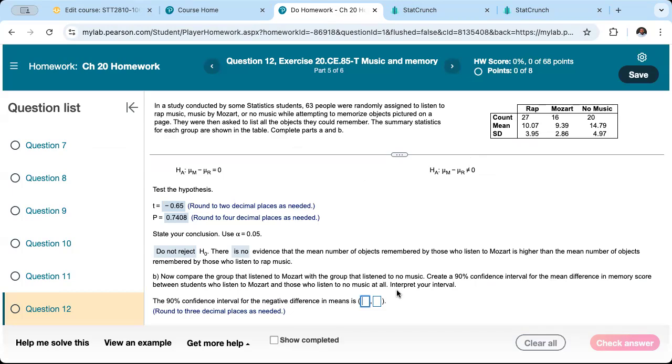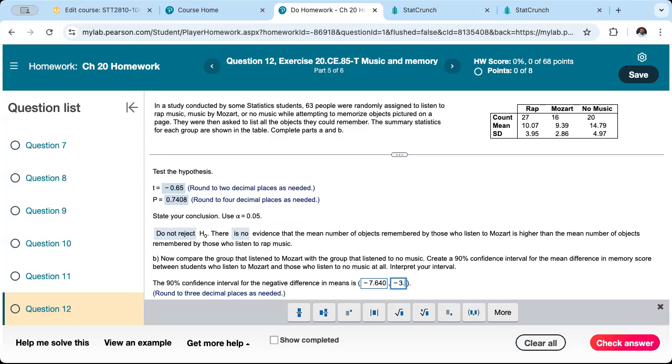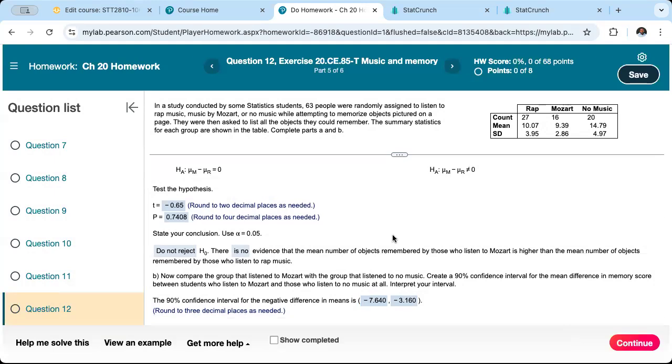So I go on here and input that. To 3 decimal places, negative 7.640 and then negative 3.160. Let me see. Yep. So that is how to find the confidence interval. I figured out what I did wrong. I didn't see where it said no music. I thought we were still comparing it to the rap at first. Okay. Good.